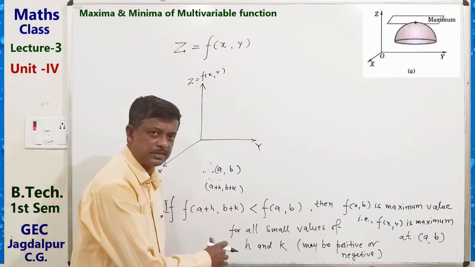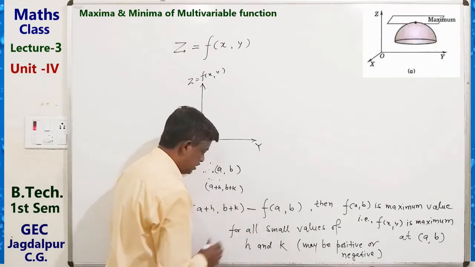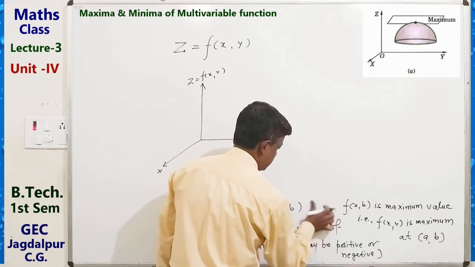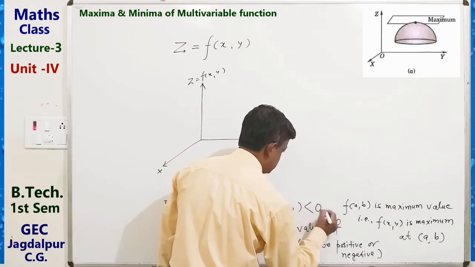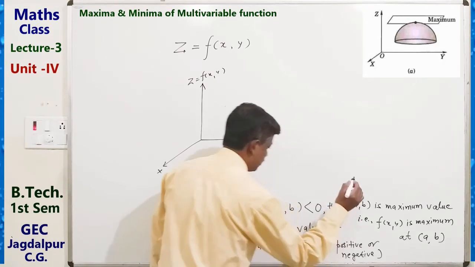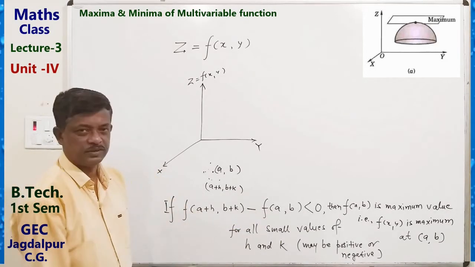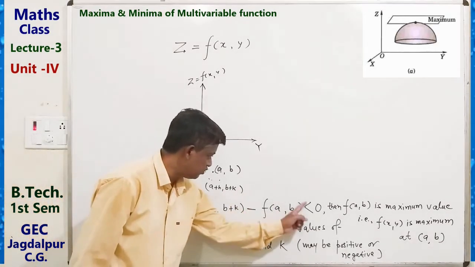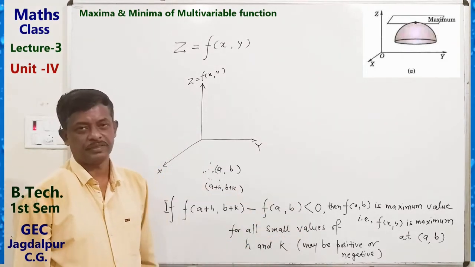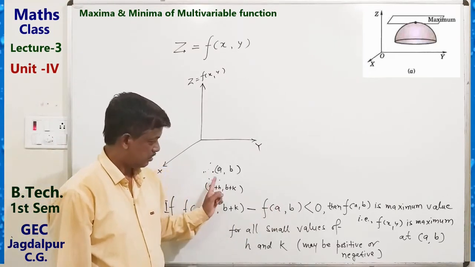It can also be written like this, taking the left-hand side minus this, minus this is less than 0. Clear? If this minus this is less than 0, that is, the sign of this is negative, then it is a maximum. Always negative in this neighborhood.